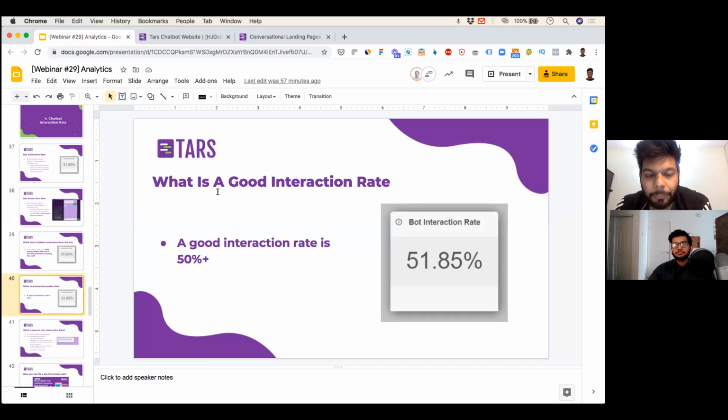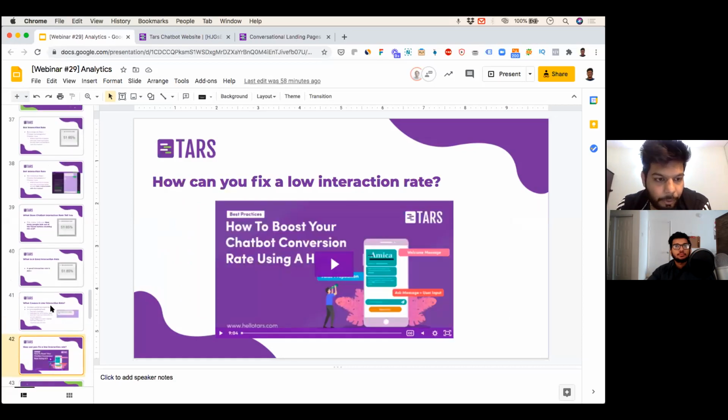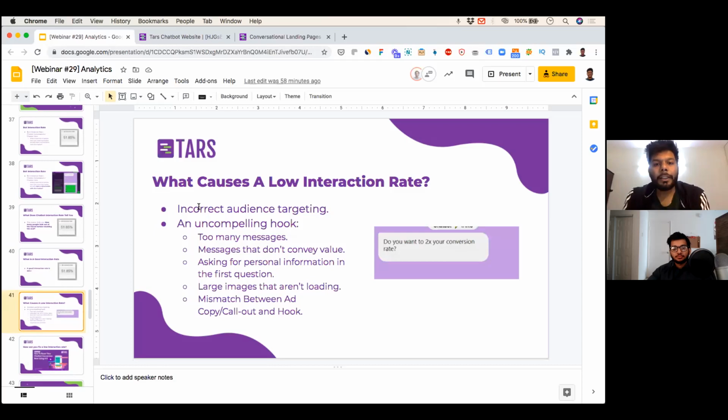Because if 100 people are coming on the chatbot and 80 people are not even interacting on your first question, that basically means there's a mismatch between what you offer them in the ad or on the website versus what they're actually seeing, right? And this is what I talk about in the causes of a low interaction rate. It could be because of two things, right? First up, you've done just wrong audience targeting.